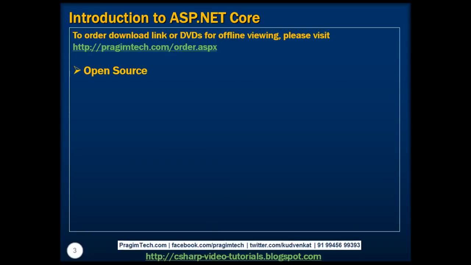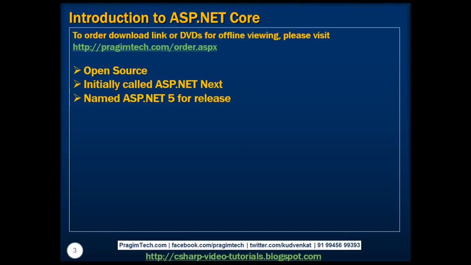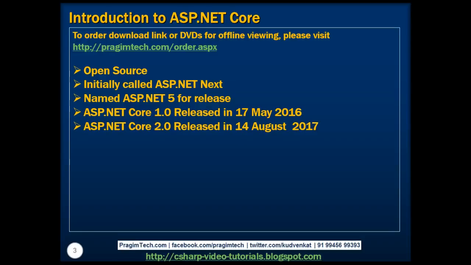It is a modular framework that has the capability to run on legacy .NET framework which runs on Windows as well as on cross-platform systems. Originally, it was called ASP.NET Next version, and then later it was supposed to be called ASP.NET 5 once it is ready. However, Microsoft later changed the name to ASP.NET Core during the first release, and the first version was released on 17th May 2016.